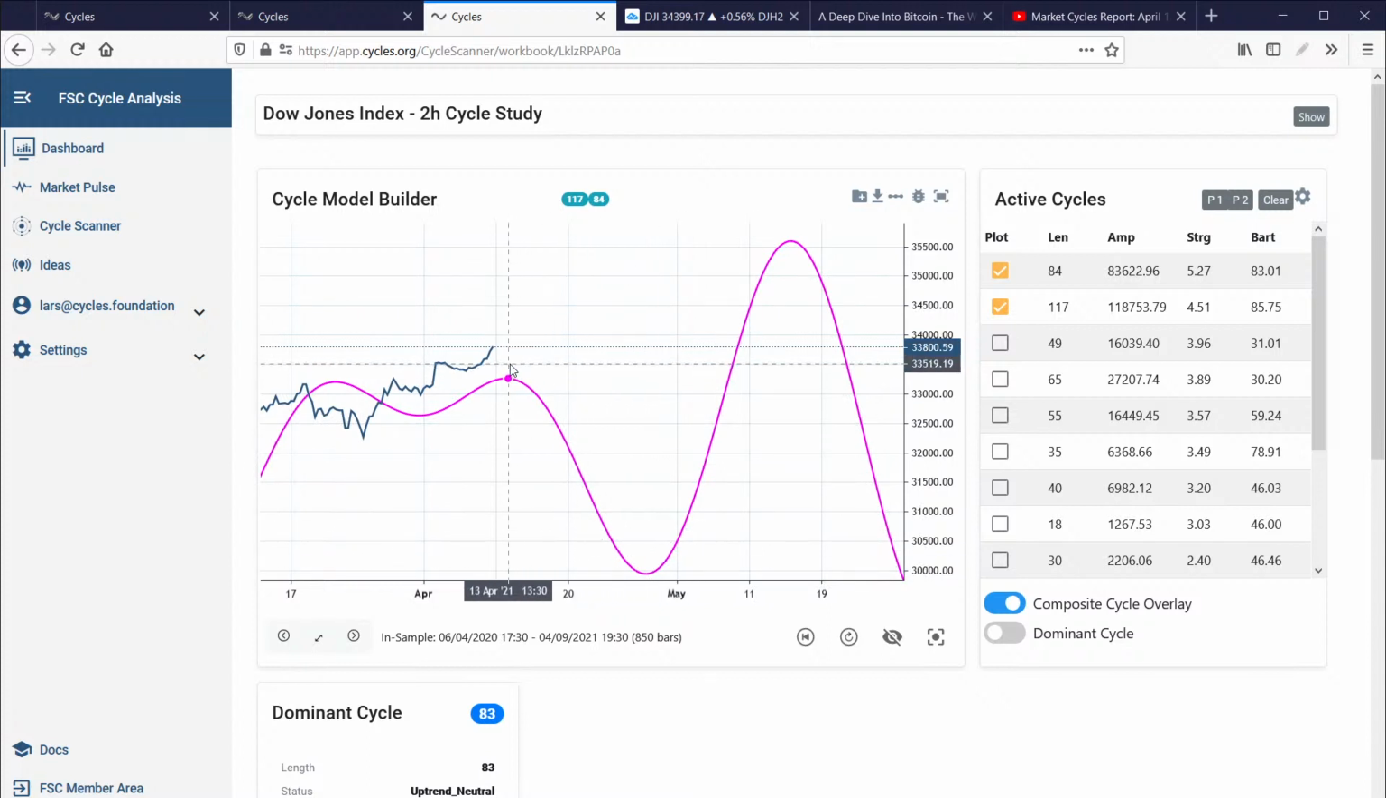From the point of the analysis, so it was Monday, 12 April, we would not expect price to go higher. We could even see a correction until the 27th April.